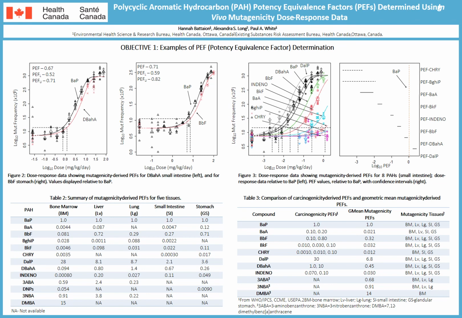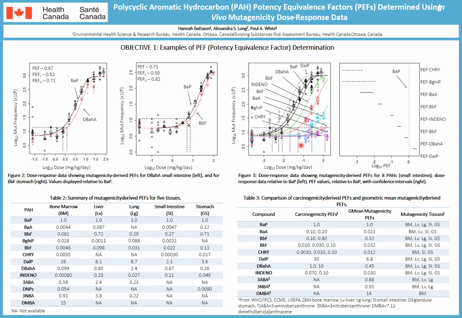Objective 1 was to determine tissue-specific PEFs. In this graph, black represents the reference compound BAP, and red represents our selected PAH. Here, the calculated PEF and the upper and lower confidence intervals can be seen. As you can see, DBHA and BPF are less potent than BAP in the small intestine and stomach, respectively, resulting in PEFs less than 1.